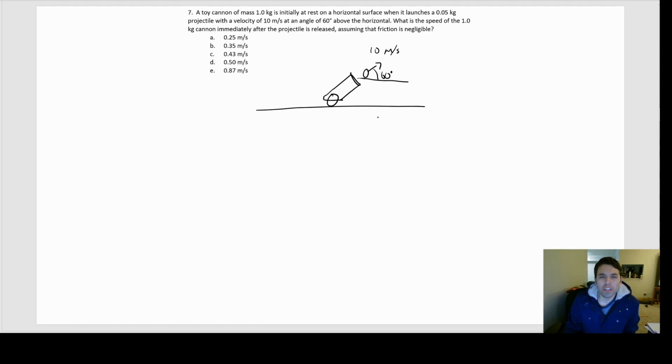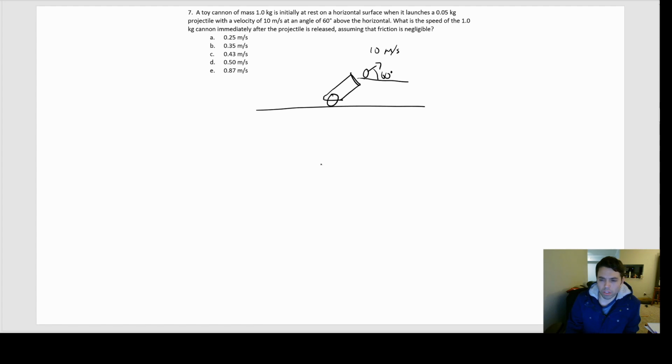What is the speed of the 1 kilogram cannon immediately after the projectile is released, assuming that friction is negligible? All right guys, so we have to recognize this is a two-dimensional problem. Here's the thing though: the momentum has two components. Let's look at these components here. The projectile has two components. It's going up in this direction, a little more vertical I guess, because it's 60 degrees.